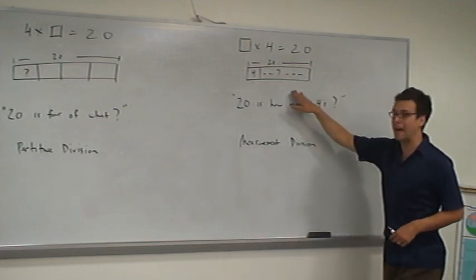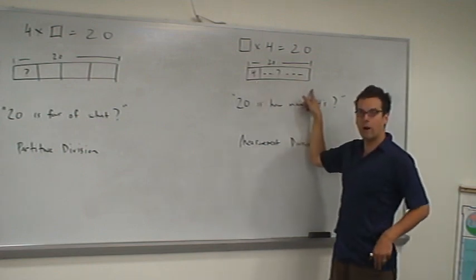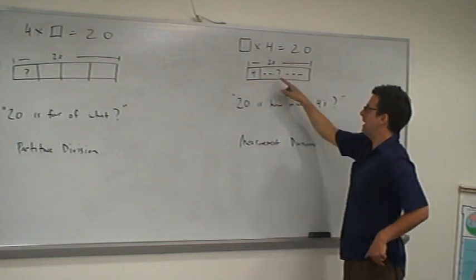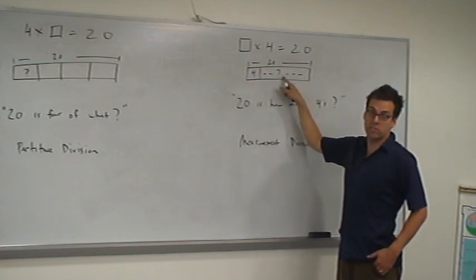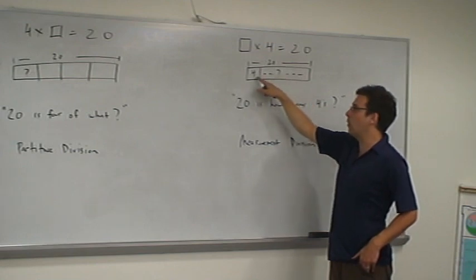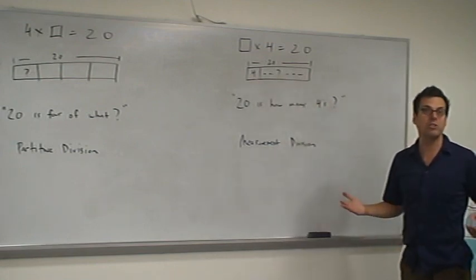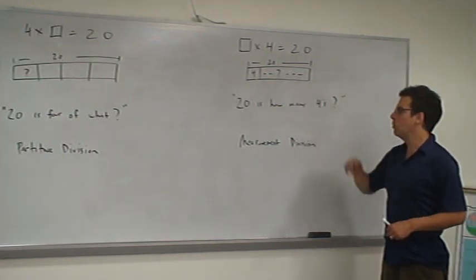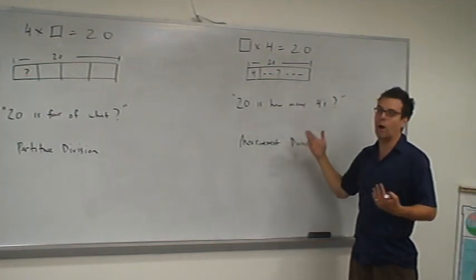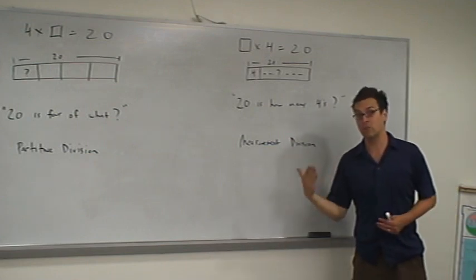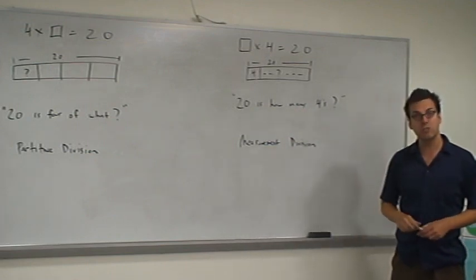We could draw this in a diagram by again having the whole bar represent 20, one part of it represent 4, and then a question mark illustrates how many of these 4s fit into 20. So if we were trying to use language to interpret this diagram, we might say 20 is how many 4s, or how many 4s make up 20. It's a different interpretation than the partitive interpretation.